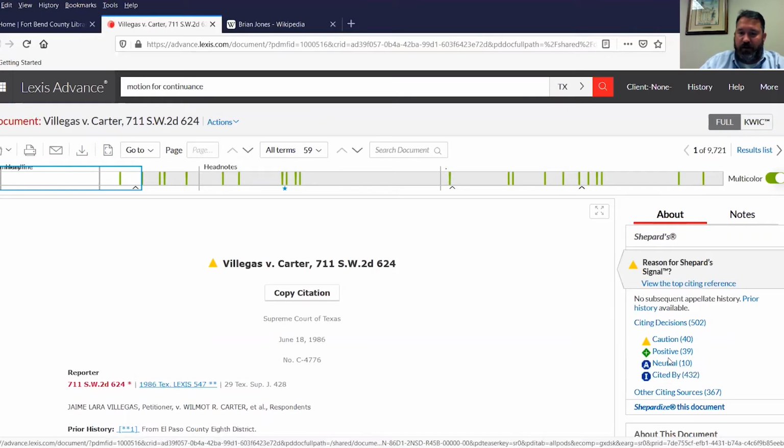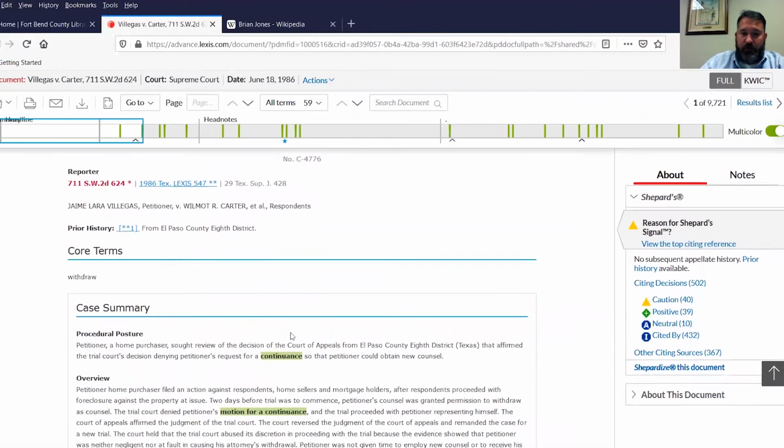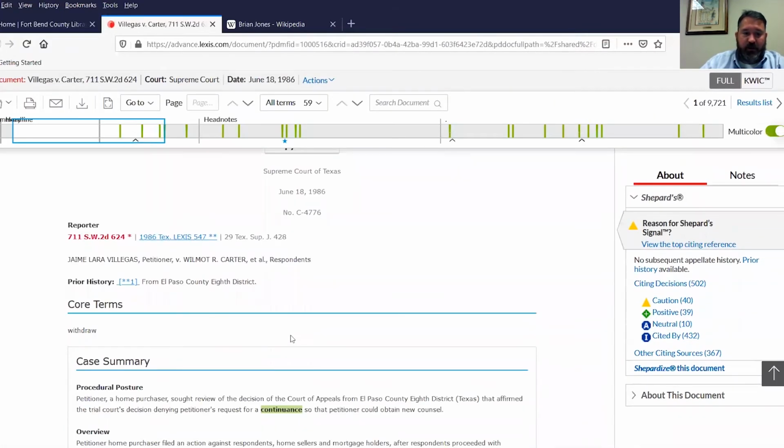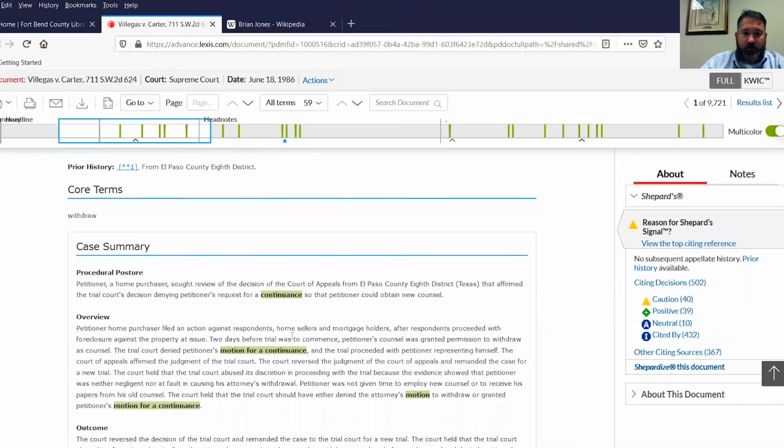But other citing references have been positive in their analysis of the Supreme Court's opinion, and it's been cited 432 times in subsequent opinions by either the Supreme Court or the courts of appeals. And then the case is presented here. It gives the information about the case. It gives a summary and so forth at the beginning.